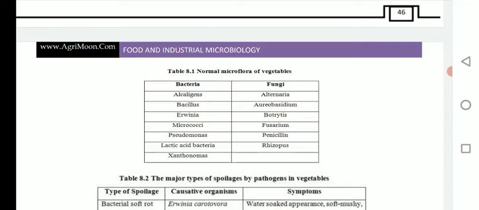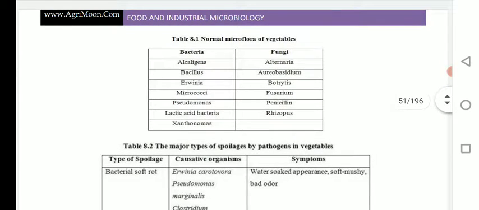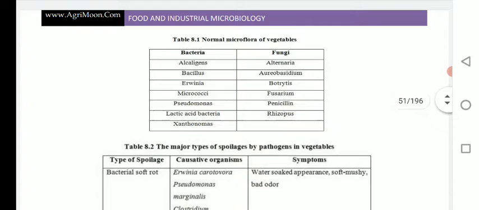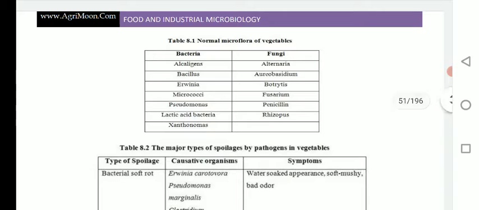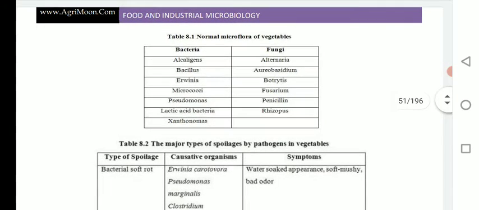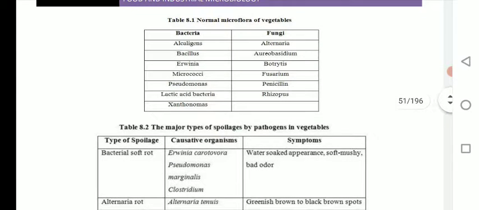In case of bacteria, you can see Alcaligenes species, Bacillus species, Erwinia species, Micrococci, Pseudomonas, lactic acid bacteria and Xanthomonas. These are different kinds of bacteria, and these are normal flora of vegetables, and they are responsible for spoilage of vegetables. As far as fungi are concerned, Alternaria species, Botrytis species, Fusarium, Penicillium, Rhizopus. All these agents cause spoilage of vegetables, and they are present as a normal flora of vegetables.